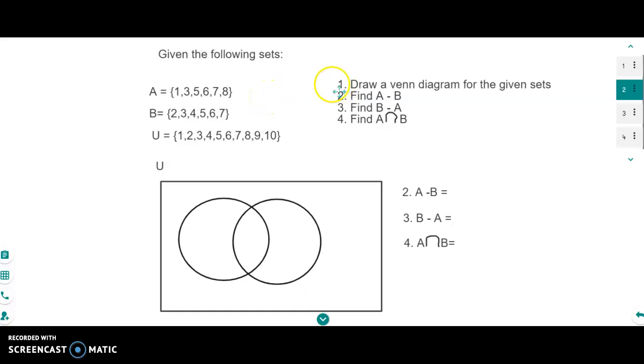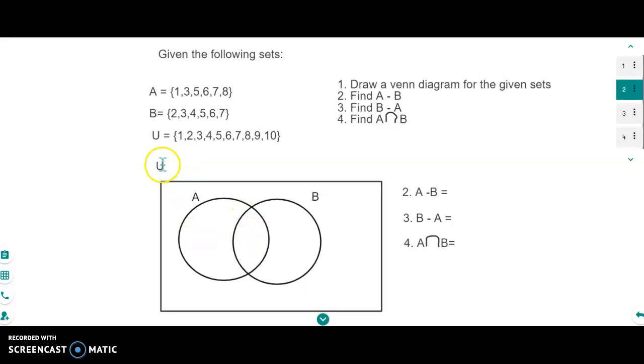So they are asking us, the first one, draw a Venn diagram for the given sets, then find A minus B, then find B minus A, and finally find the intersection between A and B. So let's start with the first one. So we already have the Venn diagram. This is the universal set. Here we have the set A, and here we have the set B, okay?